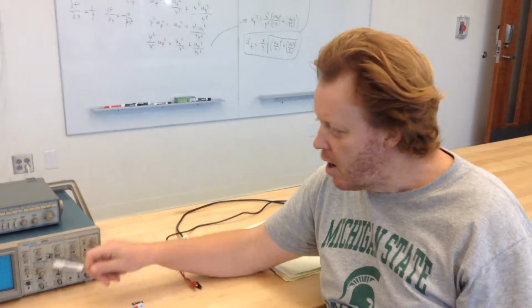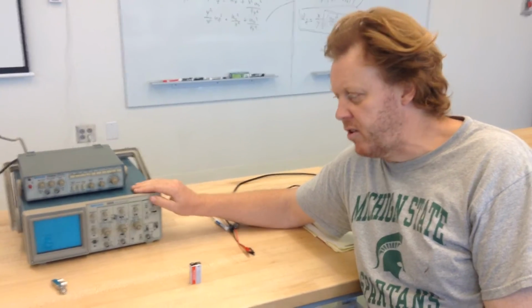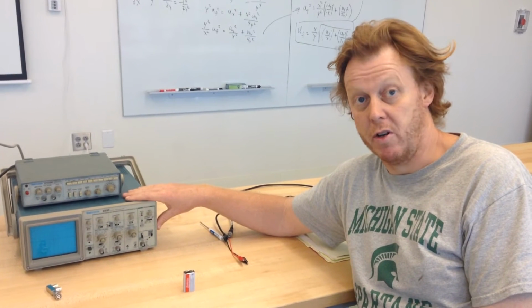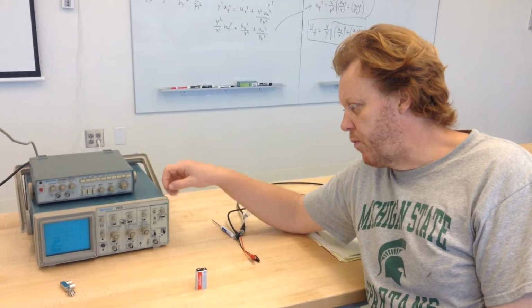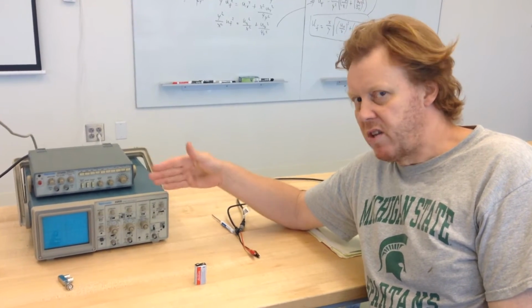Let's make some art. Okay, so this instrument here is an old school oscilloscope, and if you know how to use this, you'll be well prepared to use the more modern digital oscilloscopes. The first 2 weeks of our lab, we'll be using this extensively. So, what does this thing do?